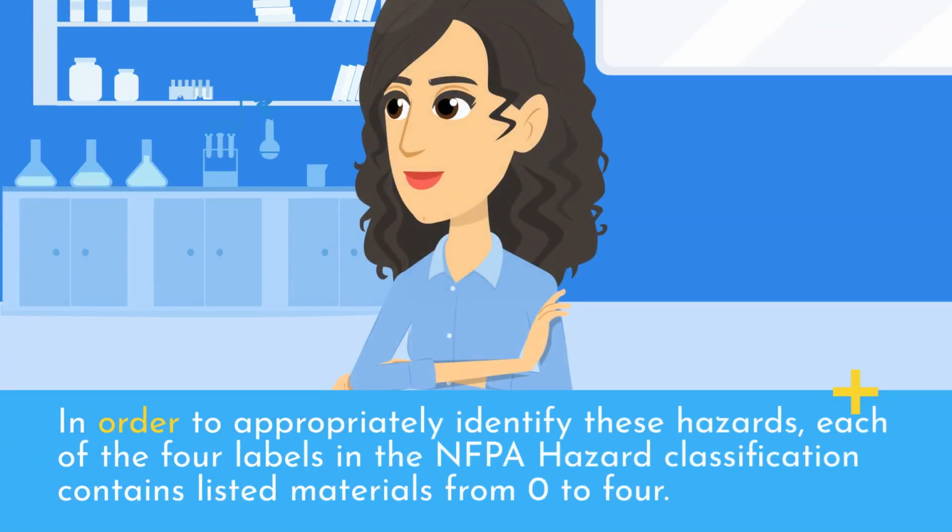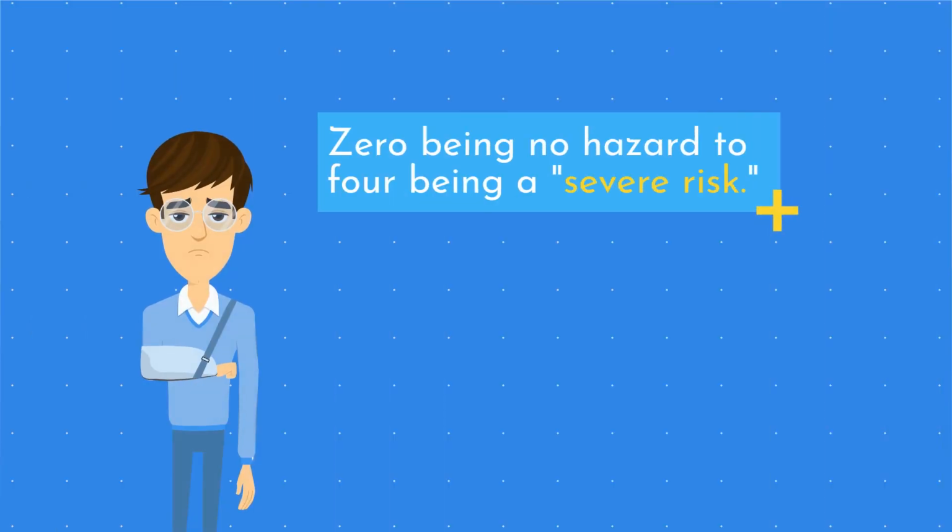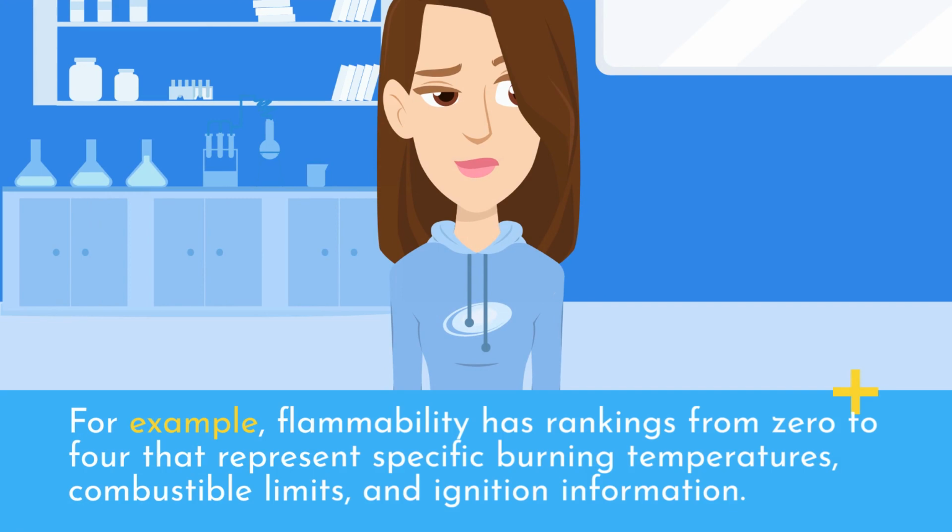In order to appropriately identify these hazards, each of the 4 labels in the NFPA hazard classification contains listed materials from 0 to 4, 0 being no hazard to 4 being a severe risk. For example, flammability has rankings from 0 to 4 that represent specific burning temperatures, combustible limits, and ignition information.